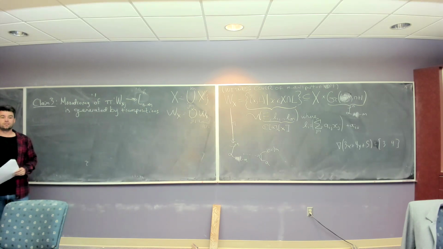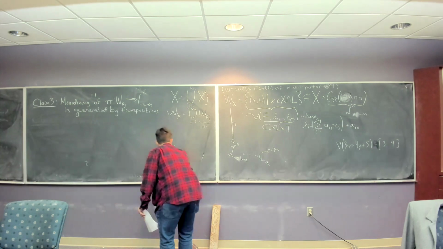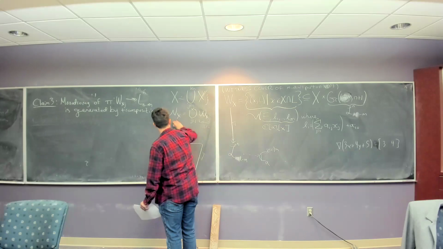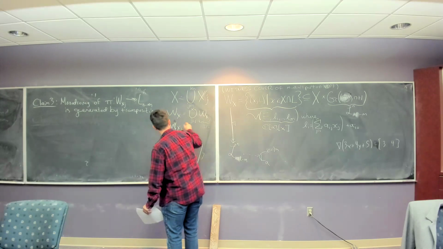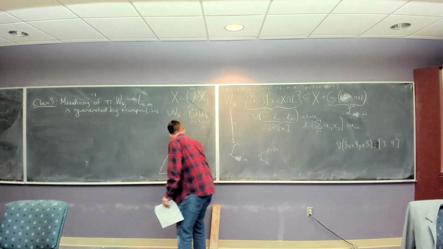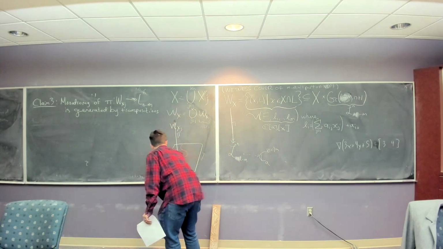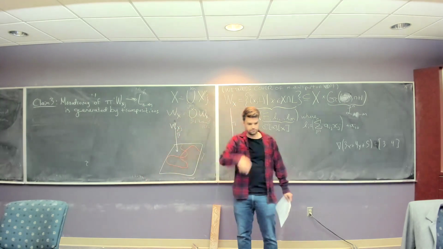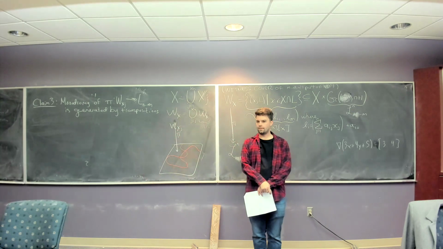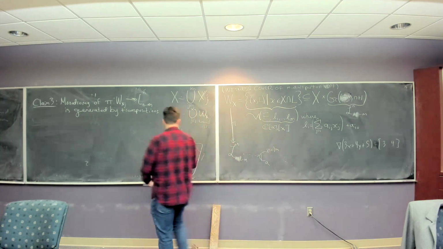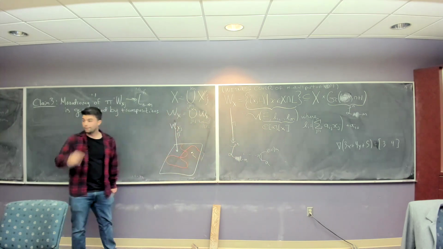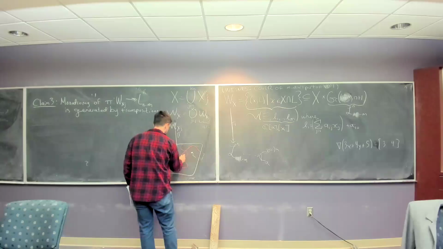The monodromy can be generated by transpositions. Let's try this again. Let's just look at one component here. Fine. And then we have some regular point, call it L, and a random line through it.